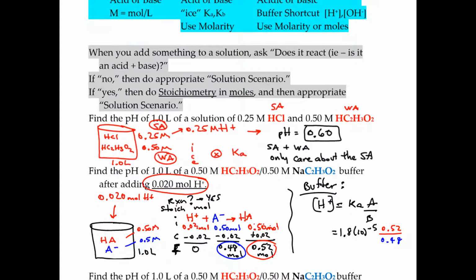And then when I'm all done, I'm going to find out that the H plus concentration is 2.0 times 10 to the minus 5th molar. And then when I take the negative log of that, I'm going to find out that the pH is 4.71.